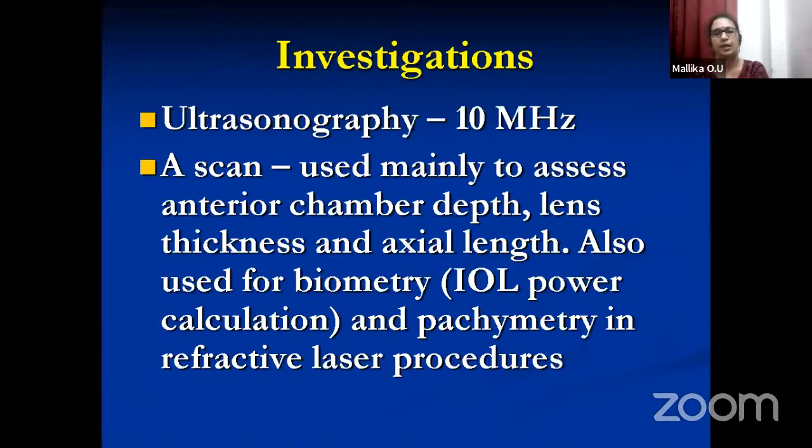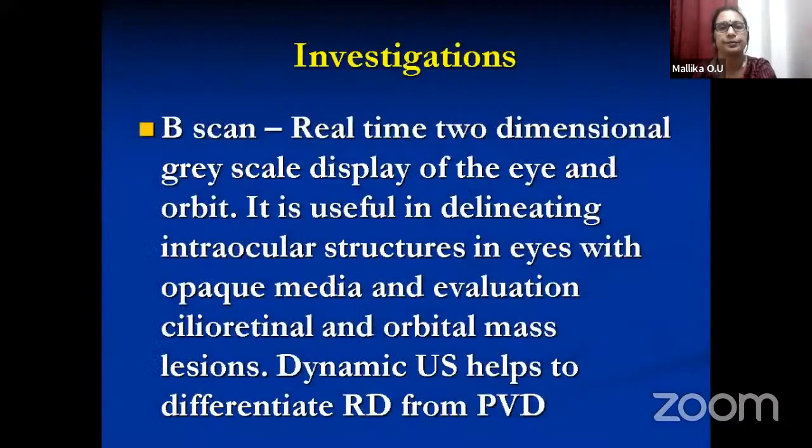You have heard about the SRK formula. One main important thing is biometry, the axial length. Along with that, you can see the anterior chamber depth and also lens thickness, especially in patients with narrow angle glaucoma. And B-scan is another investigation.